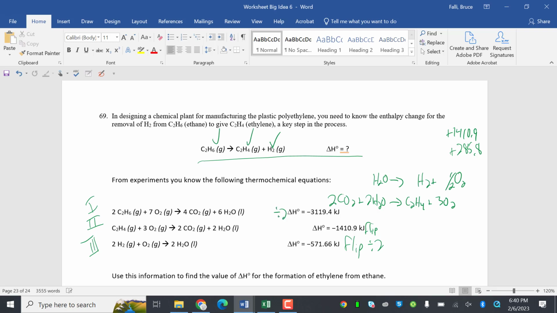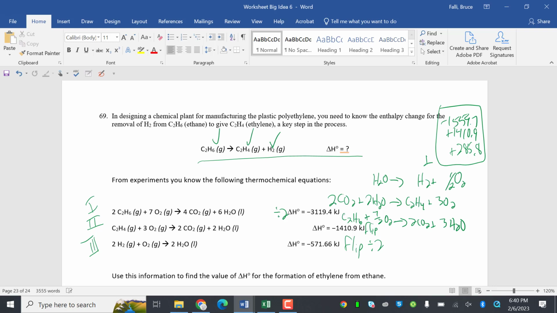Then I have the last thing I want to make, C2H6, which is right here. It's on the left like I wanted it to be, but I've got to divide it by 2. So C2H6 plus 7/2 O2 yields 2 CO2 plus 3 H2O. I'm sorry, I'm putting these in weird spots here. But that one, I had to leave it alone, right? No, I had to divide it by 2. So -3119.4 divided by 2 is -1559.7.